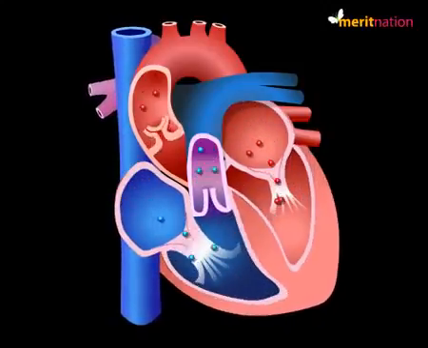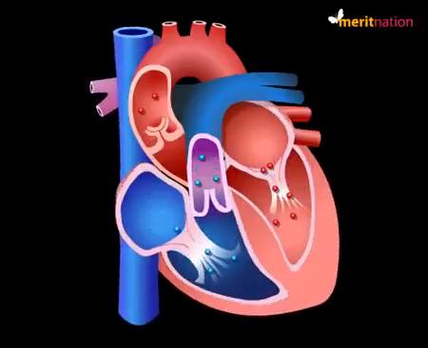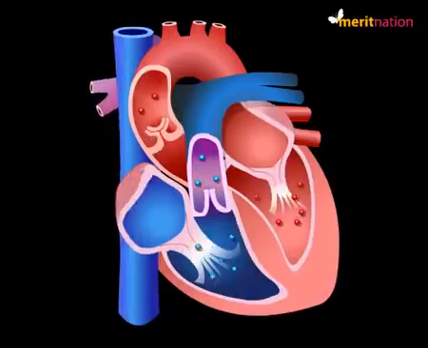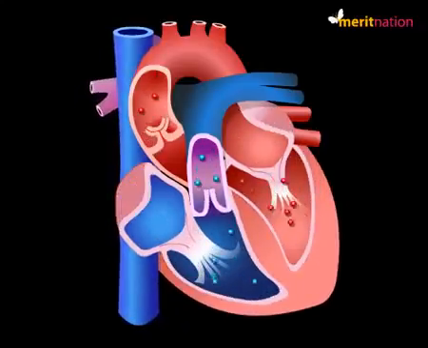Meanwhile, the atria have been filling with blood, and as the ventricles relax, blood flows from the atria into the ventricles, forcing the AV valves to open again.